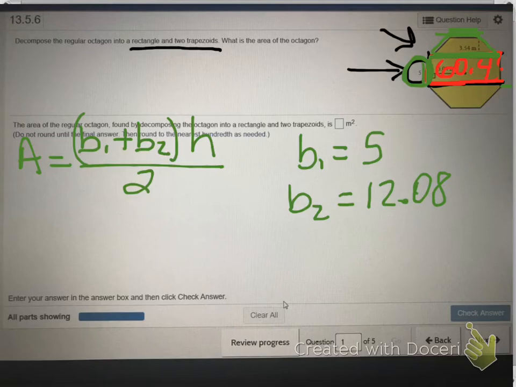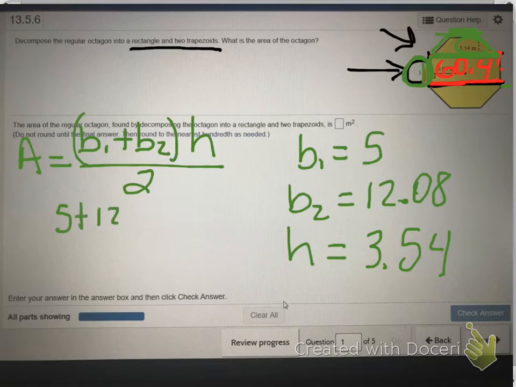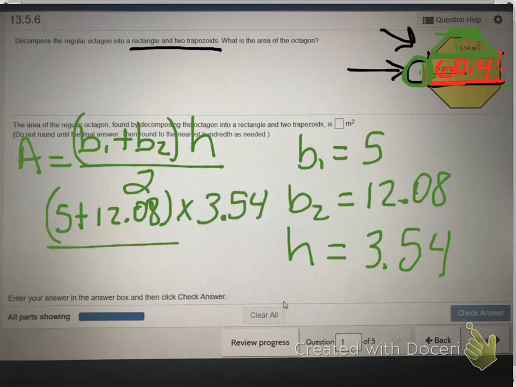All right, and then we need to figure out what the height of our trapezoid is. Well, they gave us the height right here, 3.54. So now all we need to do is plug these numbers into our formula. So base 1, 5, plus base 2, 12.08, times height, 3.54, and then we're going to divide that whole thing by 2.